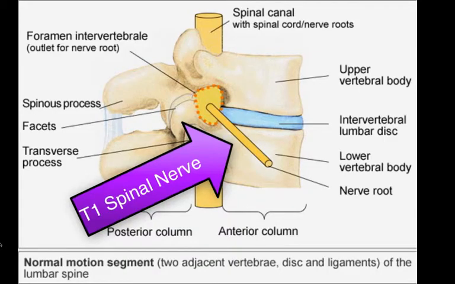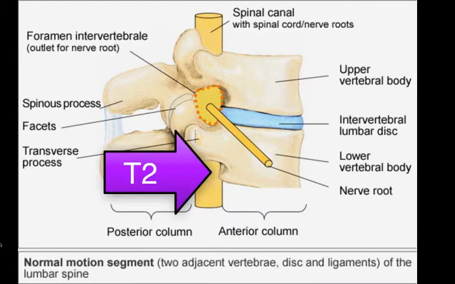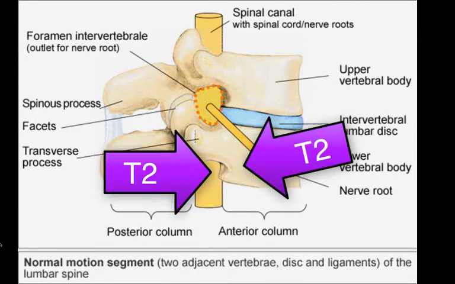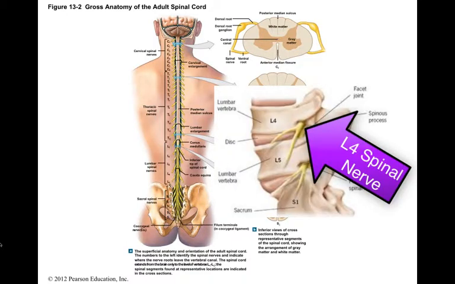Each spinal nerve inferior to the first thoracic vertebrae takes its name from the vertebrae immediately superior to it. Thus, T1 emerges immediately inferior to the T1 vertebra. T2 emerges immediately inferior to the T2 vertebra. This arrangement continues all the way down through the lumbars and into the sacrum. The L4 spinal nerve exits just below the L4 vertebrae.